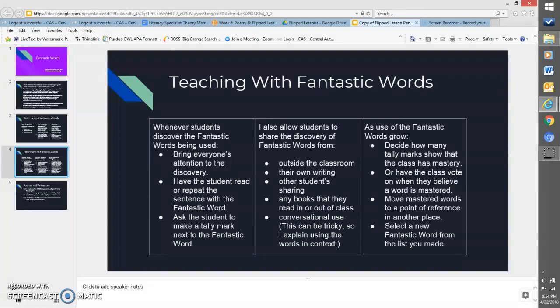So as the use of the Fantastic Words grows in your classroom, you are going to have decided how many tally marks will show that the class has mastery of that word, or have the class vote on when they believe a word is mastered. However you decide to do it, you will move that mastered word or words to a point of reference in another place in the room. Perhaps you have a word wall or another board where you place words that you want to have available for use in journal writing. Then you would select a new Fantastic Word from the list that you had made of the books that you were going to be studying over that 9-week period.